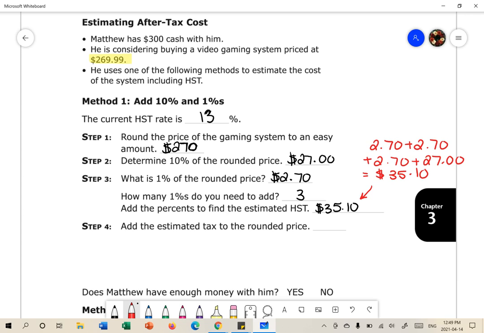Add the estimated tax to the rounded price. Our rounded price was $270, and then our estimated HST is $35.10, which is equal to $305.10.